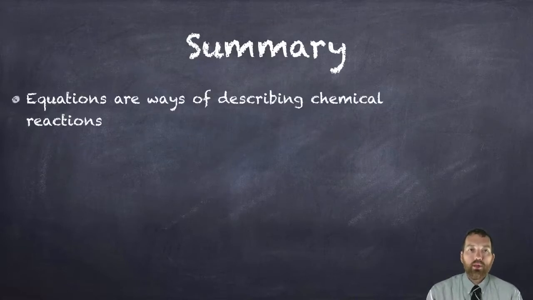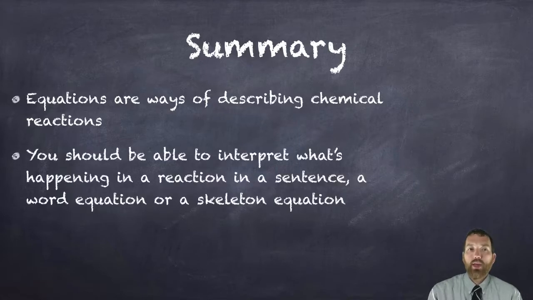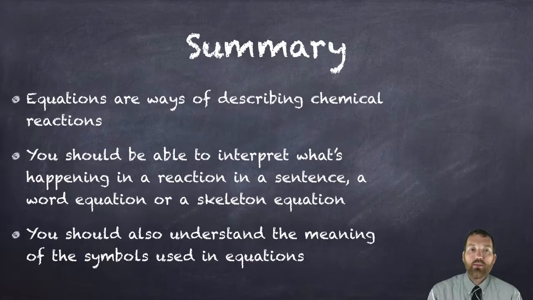So let's wrap things up here. Equations are a way of describing chemical reactions. You should be able to interpret what's happening in a reaction in a sentence or a word equation or a skeleton equation. You should also understand the meaning of the symbols used in equations, and this is a skill that, although it's not tested directly on the New York State Regents, it's just something that you need to do when you're talking chemistry, when you're describing chemical reactions, balancing chemical reactions. Basically just saying anything that's happening in a chemical reaction, you should be able to describe it using either a skeleton or a word equation.